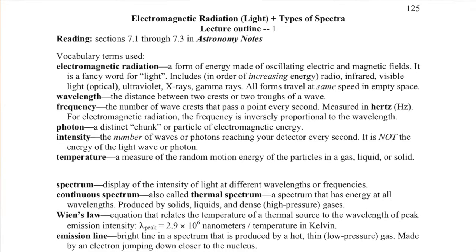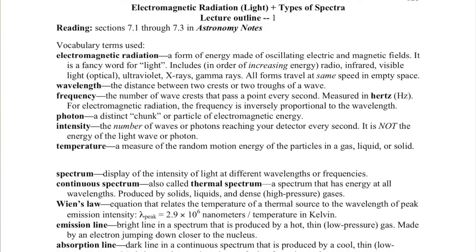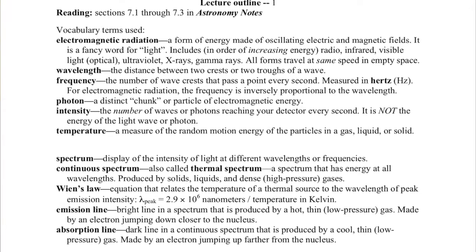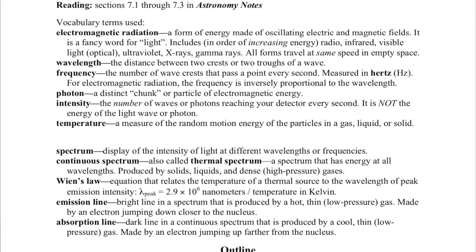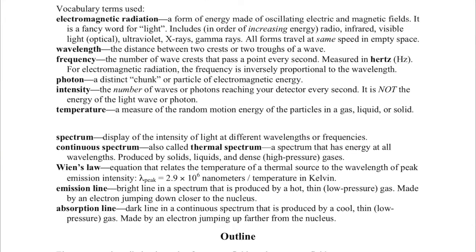This video is about light, also known as electromagnetic radiation, and how we find out the nature and conditions of various objects by taking the light and passing it through a spectrometer to make a spectrum. In the lecture outline, the first set of vocabulary terms is about the general properties of light, and the second set of terms is about the three types of spectra: the continuous spectrum, the emission light spectrum, and the absorption line spectrum.